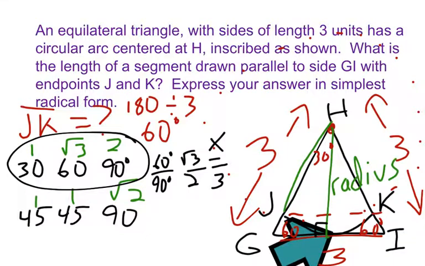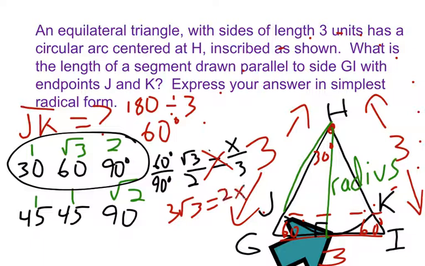So I'm going to cross multiply. I'm going to make this a little neater first off. So it's x over 3. And we're going to cross multiply here, so I have 3 root 3 equals 2x. I want to solve for x, so I divide by 2, divide by 2. And that's what x equals. 3 root 3 over 2.